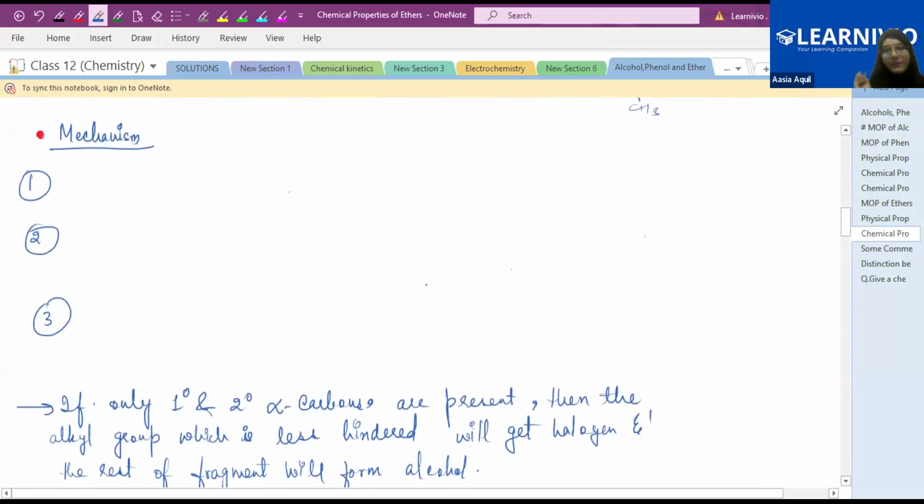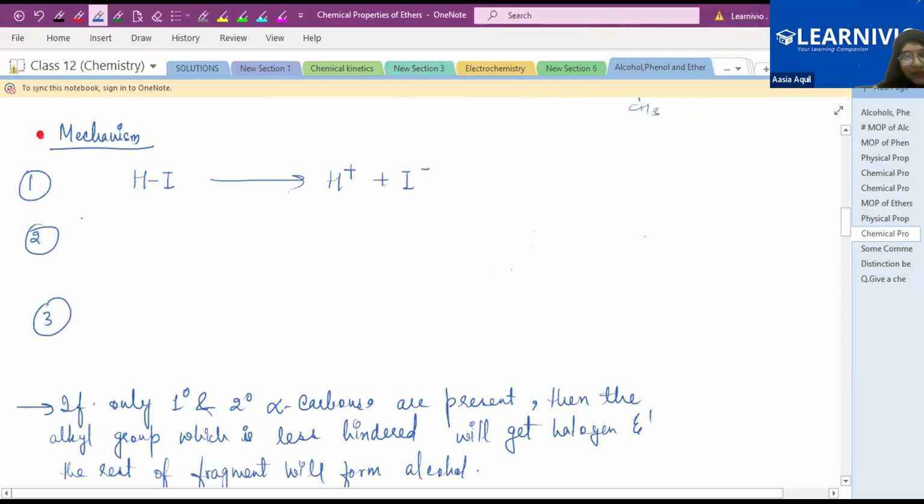Now let's see the mechanism. What is the mechanism for this reaction? Okay, suppose we have HI, your hydrogen iodide. This hydrogen iodide will dissociate to form H plus and I minus ion, right? H plus and I minus ion.